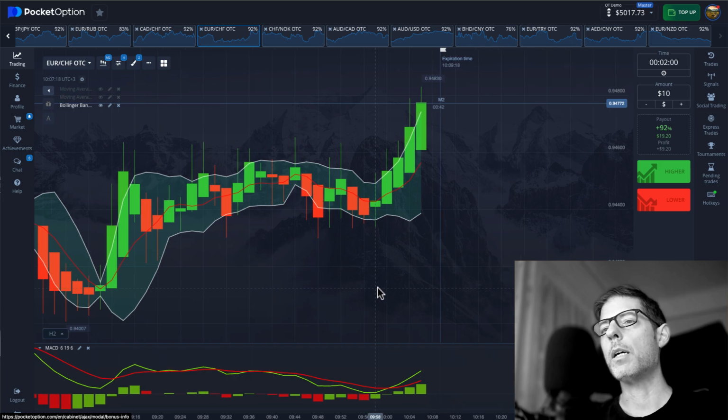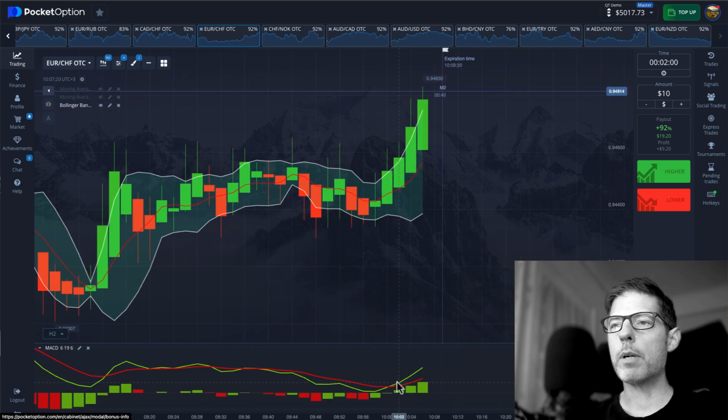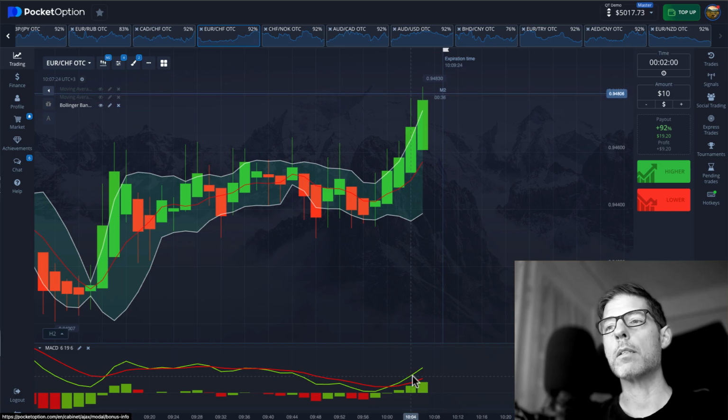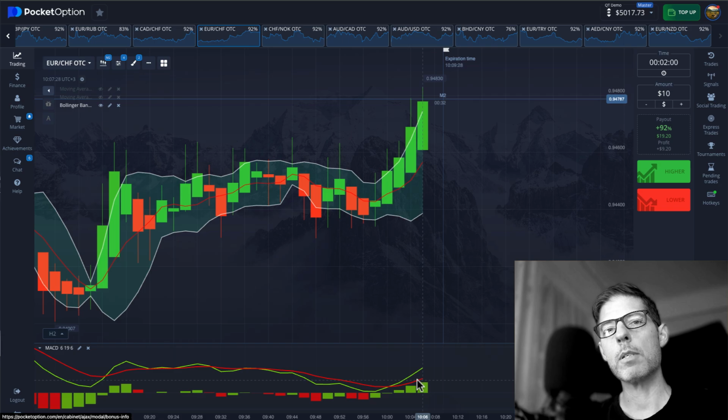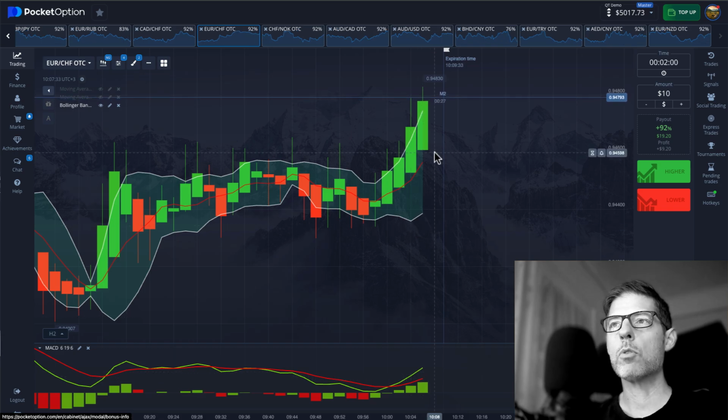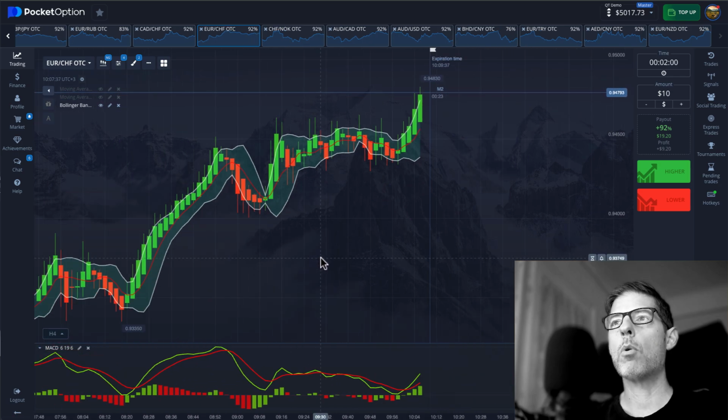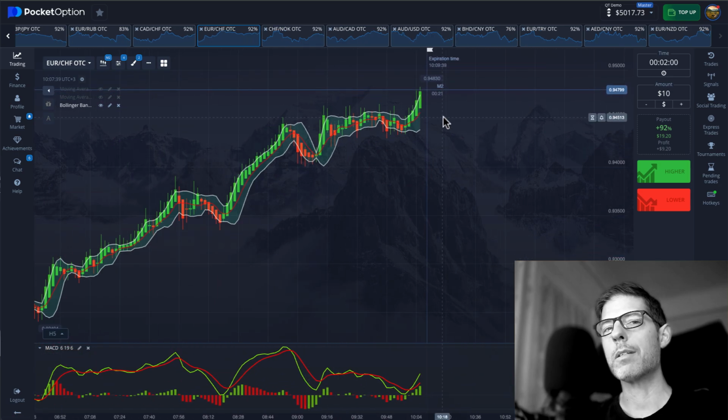Let's just see what's going on here. We've got this green line that has crossed over the red, so that's good, and it has a little bit of distance between that green and red. They have a little bit of separation. That's what you want on the MACD. We do have some strong candles here. We could take this position, but also what we want to look for is where could this price go?